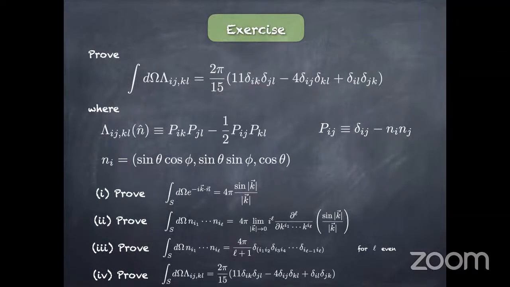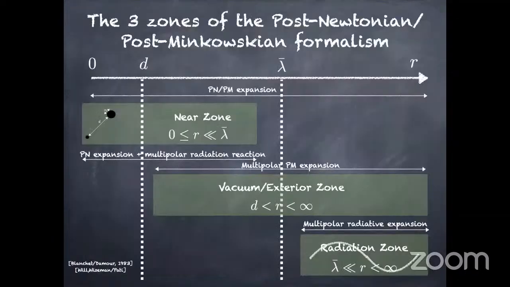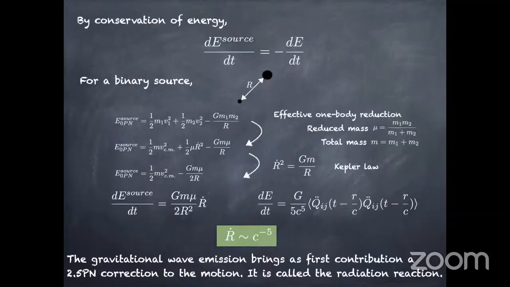Sorry, Geoffrey. Yes. Can you go back to the previous slide where you talk about radiation? Yes, here. You call this the E 0 PN, while we clearly see v squared or G over R.